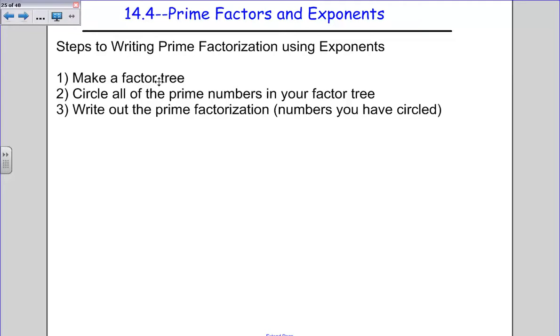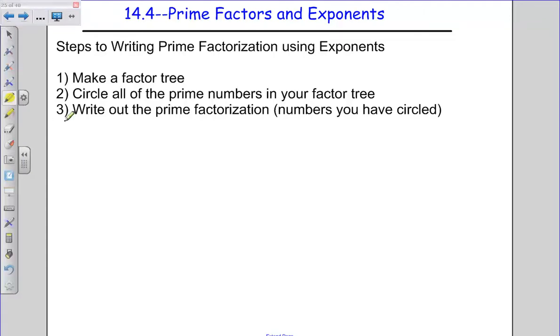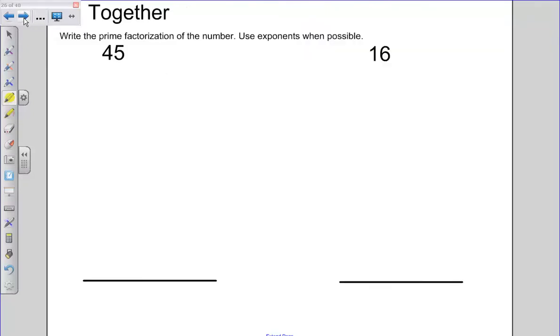We're going to start out with making a factor tree. So we make a factor tree so that we can find our prime factorization. After we make our factor tree, we circle all of the prime numbers in our factor tree, and then what it means to write out prime factorization using exponents means that I'm going to write it out in standard form, and I'm going to use exponents whenever I can. So that's what step 3 is. So step 3 is really the focus of today. Alright, so let's just take a look at some examples.